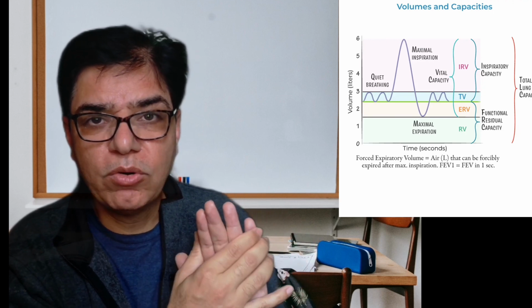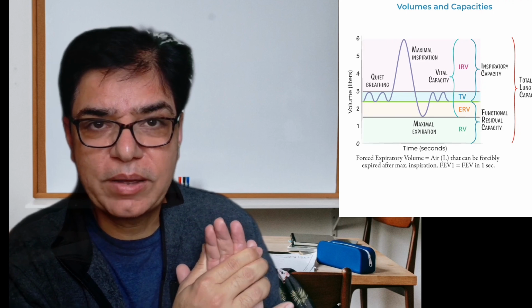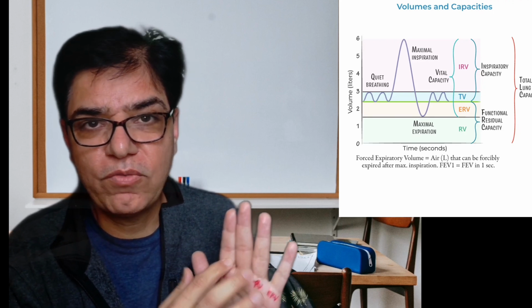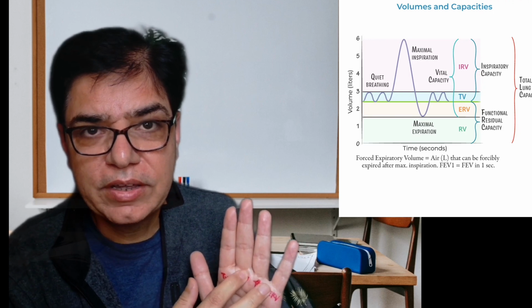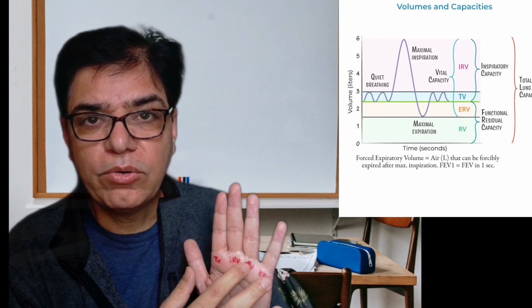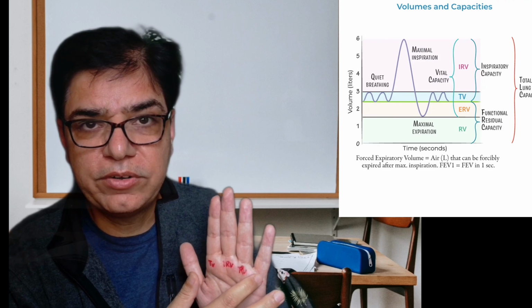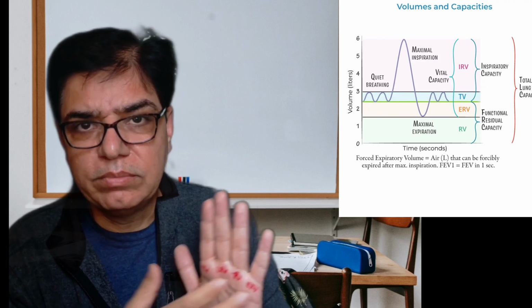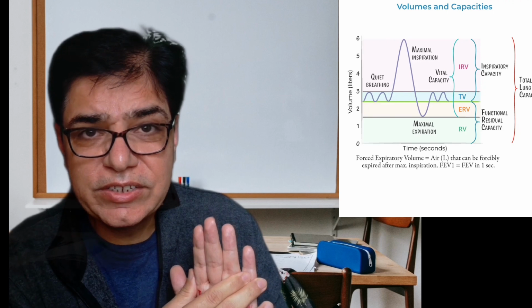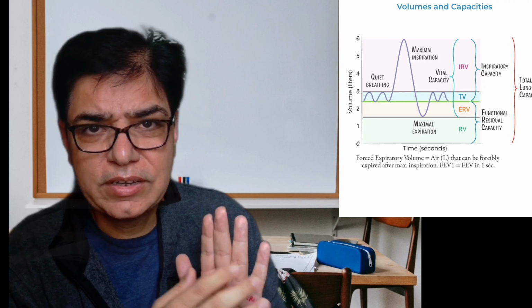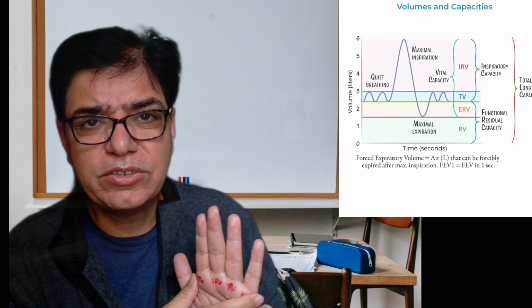And if we combine all these together, that is known as total lung capacity. Total lung capacity is the sum of everything: your tidal volume, your inspiratory reserve volume, your residual volume, and your expiratory reserve volume. The importance of that is that the total lung capacity is usually decreased in restrictive lung disorders and might be normal or increased in obstructive conditions.